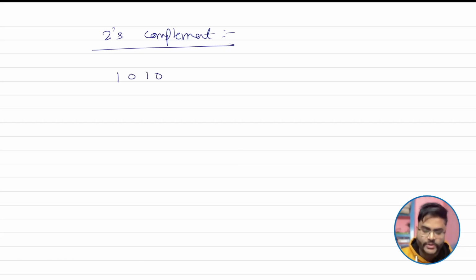Let's understand what is 2's complement. So let's take the previous example only. Let's say we have 1010. This is nothing but 10 in decimal. I want to take 2's complement of it.